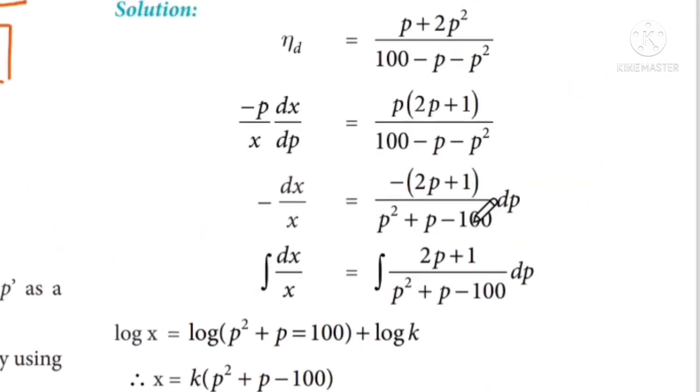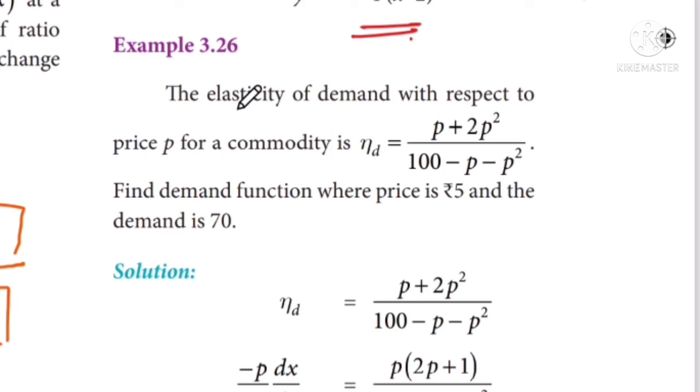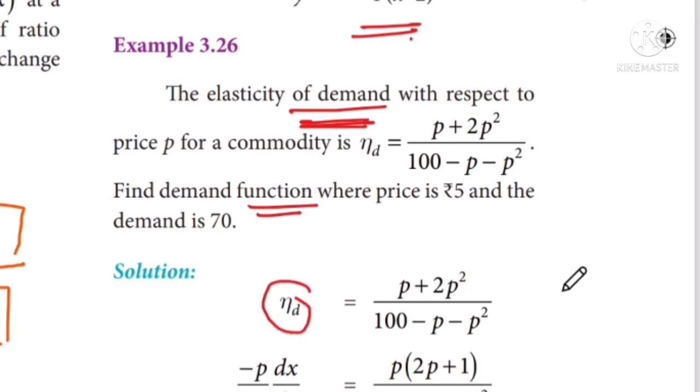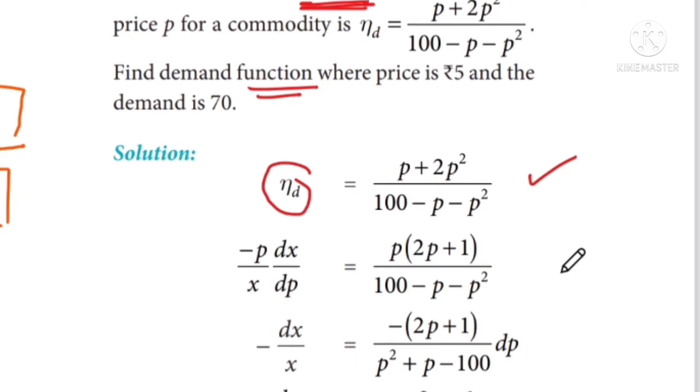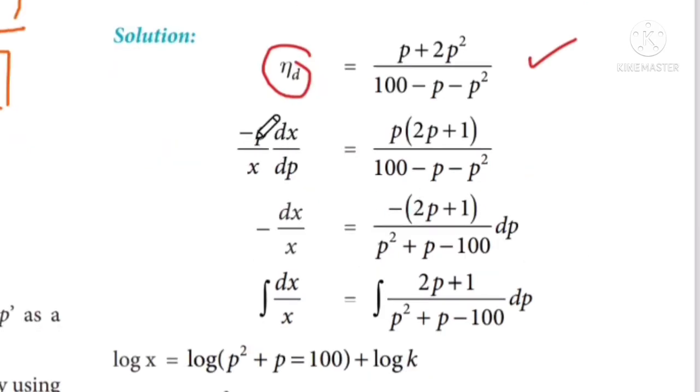See the example 3.26. The elasticity of demand is given. Find the demand function. In the previous sum, elasticity was given. Here, the elasticity of demand is given. So what is the formula to find the elasticity of demand? Minus p by x. Whenever the demand function is there, then you have to put a minus sign. Minus p by x dx by dp is equal to this.